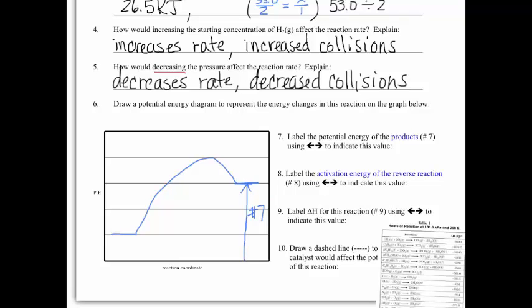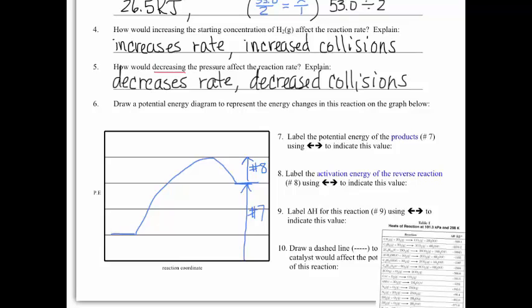Question 8. Label the activation energy of the reverse reaction using number 8. Now, the reverse reaction means you're going in this direction versus going in the direction you would expect to. So that makes these now the reactants, and in order to activate that reaction to get to the top of this hill, you would just be going from here to the top there. And that is number 8.